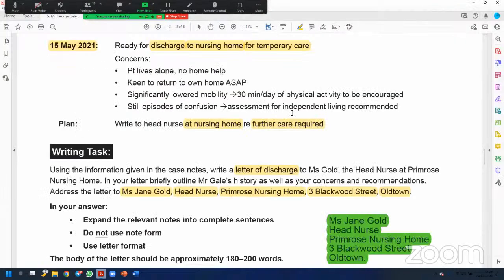The next one, what else? Outline Gale's history. Give his history. Okay, what is what? Give his history. And your concerns and recommendations. Concerns and recommendations. Next. Briefly outline Mr. Gale's history. Now, what is going and which is useful? How do you check like that?